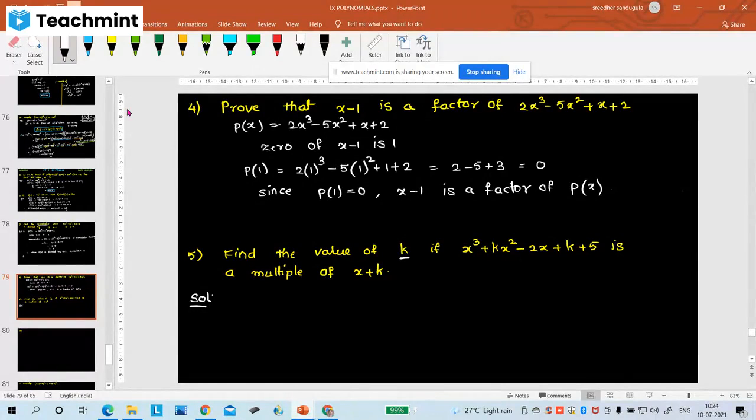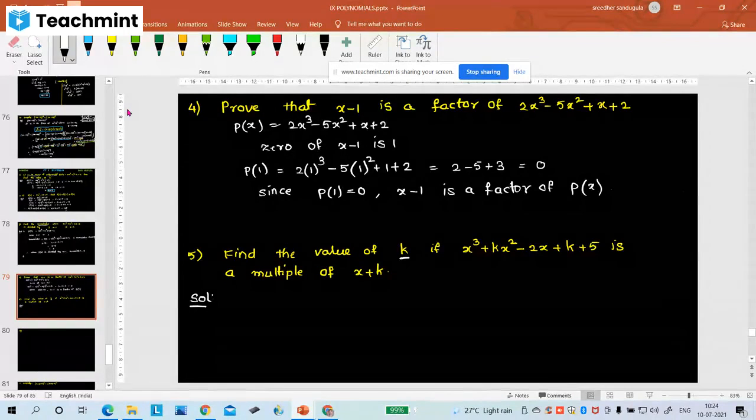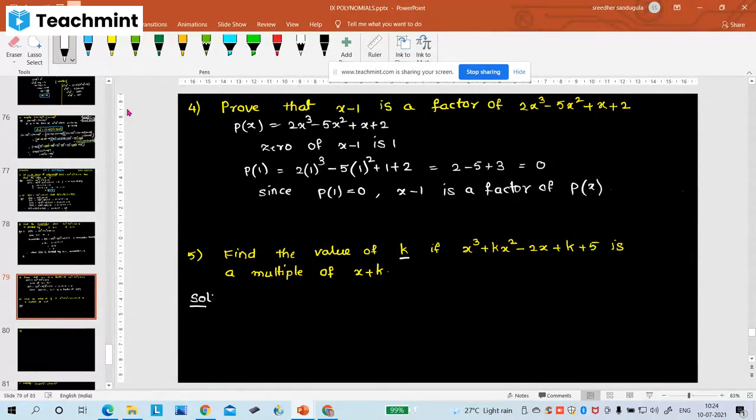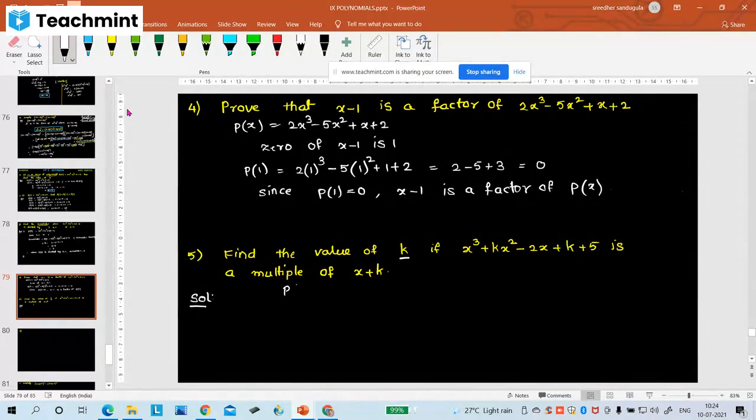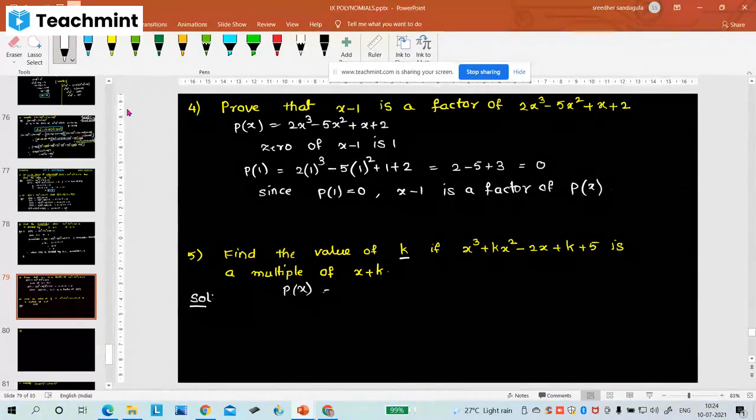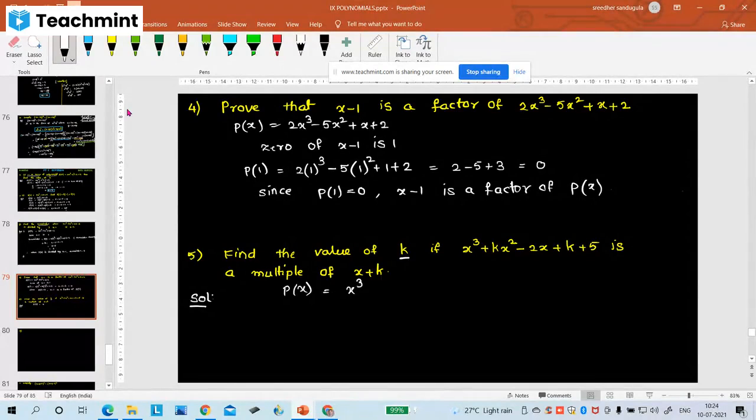That means indirectly x plus k is a factor of P of x. Already it is given that x plus k is a factor of P of x. Then we can take the remainder as 0, because it is given in the problem itself. First, let P of x equal x cube plus kx square minus 2x plus k plus 5.